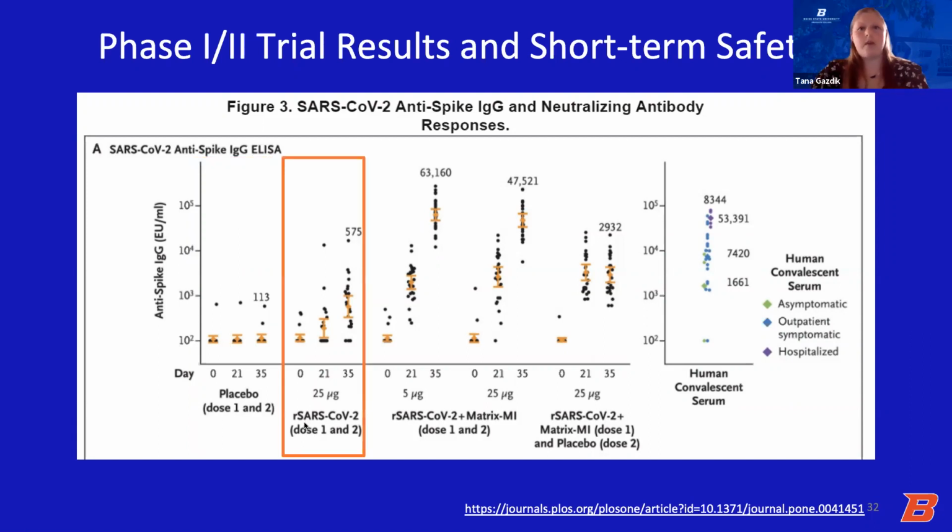Then for our next group, they were just given the spike protein and not the adjuvant. And you can see that there was some antibody response after the second dose, but it's still not at the levels we want it to be at.